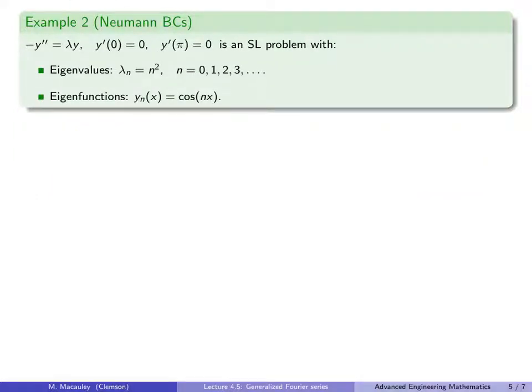Example 2. The same Sturm-Liouville equation, but with Neumann boundary conditions. So the same ODE that we've seen throughout this lecture and the last lecture, but now y prime of 0 and y prime of pi are 0. So this is a Sturm-Liouville problem. If you recall, the eigenvalues are n squared for non-zero n. N could be 0 this time. And the eigenfunctions are cosine of nx for non-zero n.